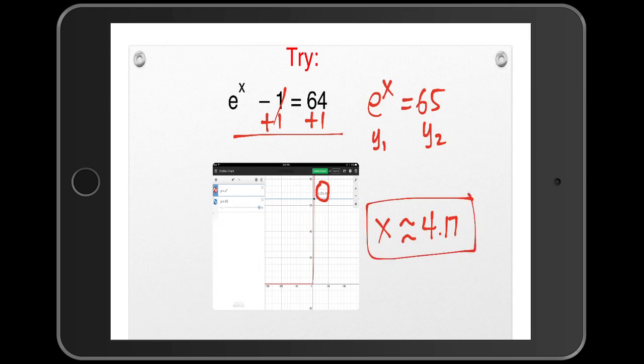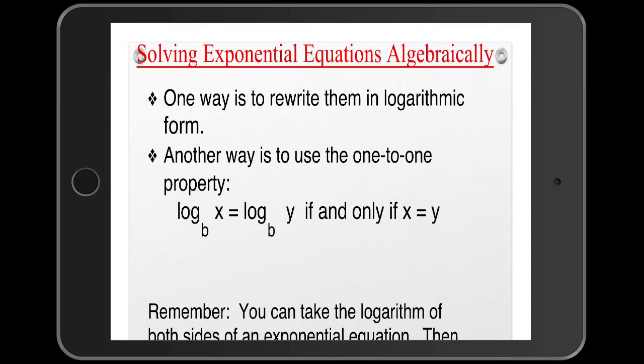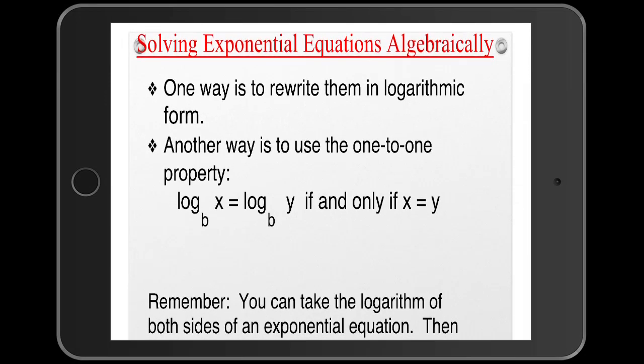And then next thing is, so we've already seen a couple of examples on how this is done graphically, but let's take a look at how else we can solve the logarithm or exponential functions, and that is using algebra. So one way is to rewrite them using logarithm form. Another way is to use the one-to-one properties that we have here and then to set them equal so you can solve.